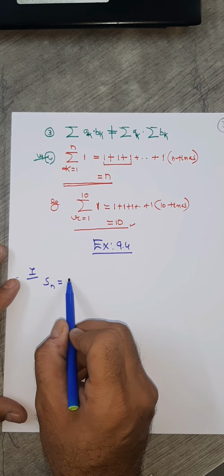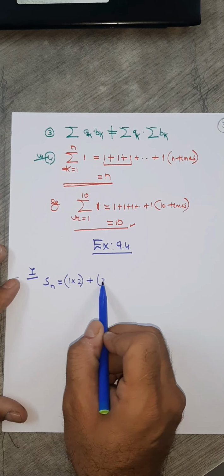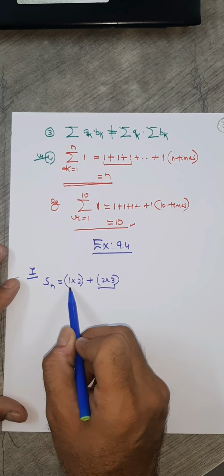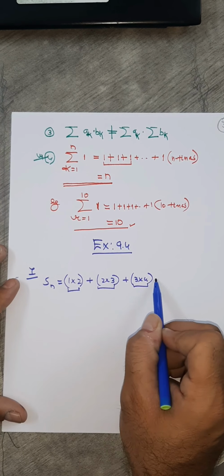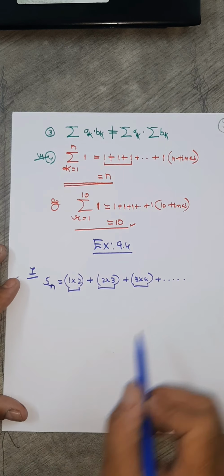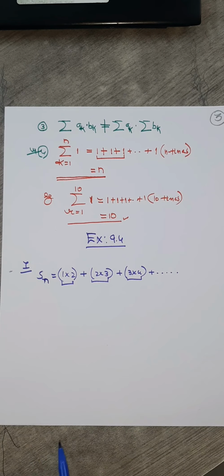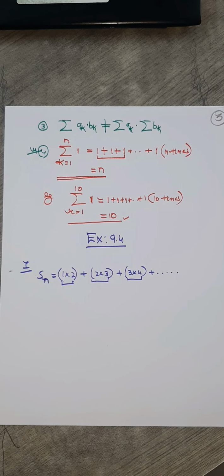N terms. You see here 1 into 2. This is like one term. Plus 2 into 3. This is like the second term. Plus 3 into 4. This is like the third term. And so on. Right? For how many terms? When you write Sn, that means for n terms. So your final answer will be in the form of small n. Clear? Your final answer will be in the form of what? Small n. Nice.